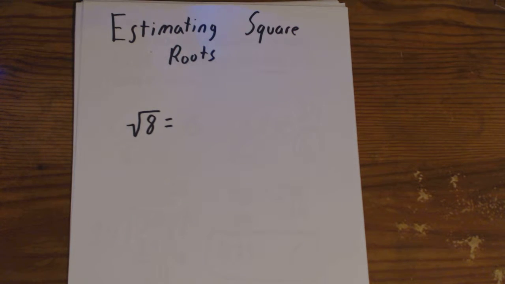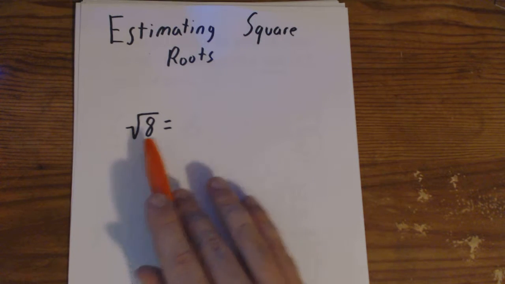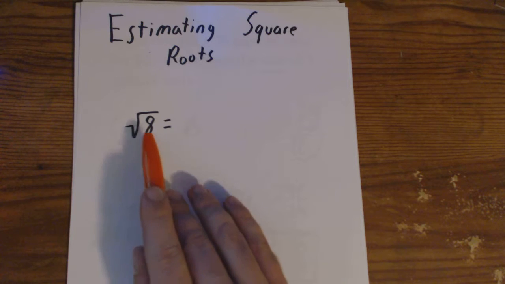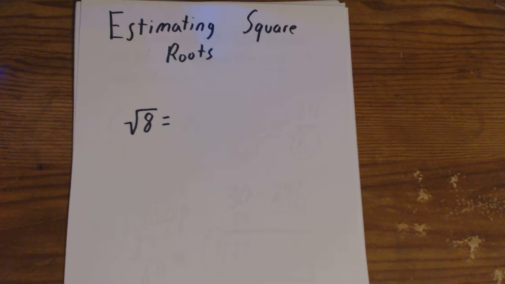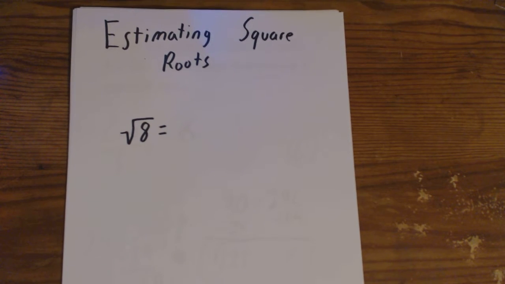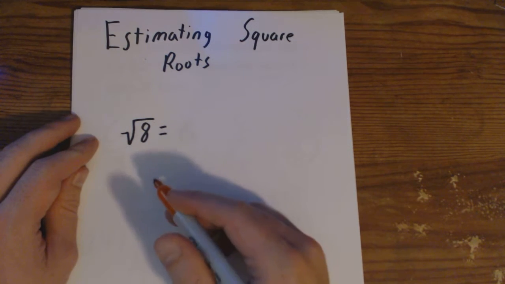Today we're going to talk about estimating square roots. We previously learned that a square root is the number that times itself would give us, in this case, 8. Do we know a number that times itself gives us 8? No, we don't. So to estimate, we're just going to get as close as we can to the nearest whole number. So the square root of 8, we don't know.